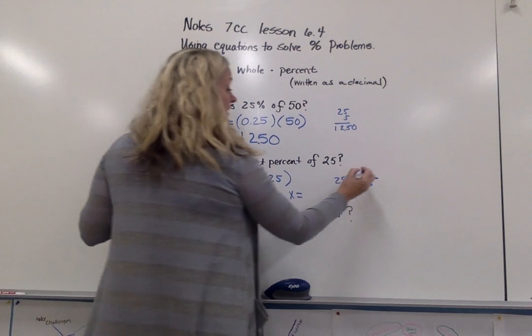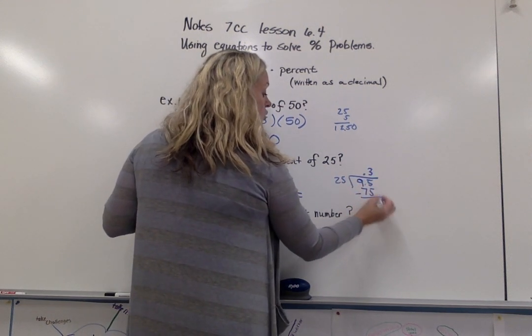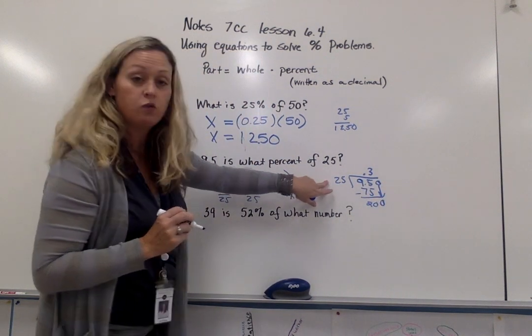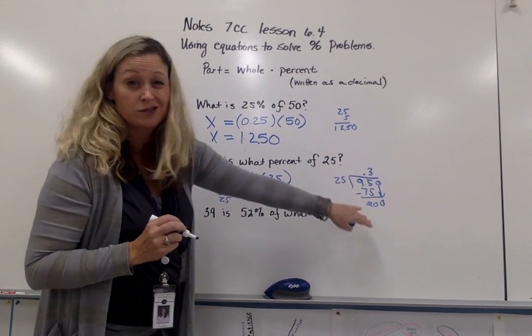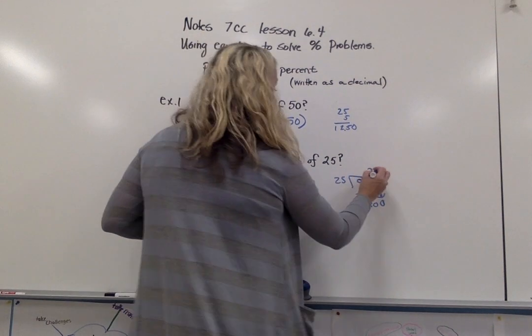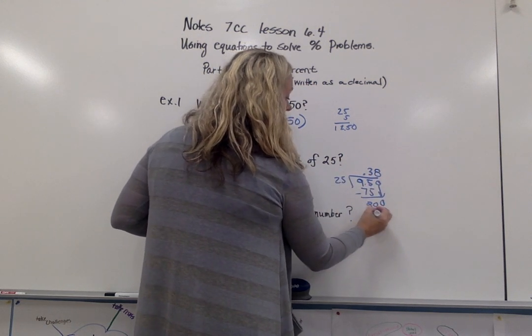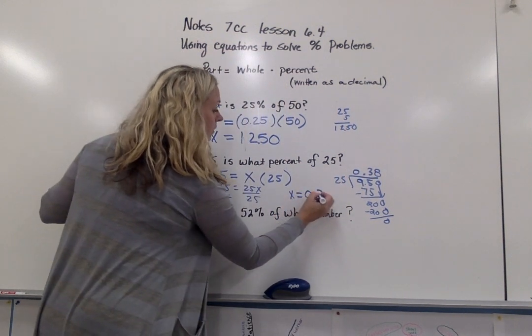25 goes into 95 3 times, and that's 75. I have 20 as a remainder, and I can't have that. So now I want to know how many 25s are in 500, and I could look and say how many quarters are in $2, and that's 8. 40, 16 plus the 4 is the 20. So x is equal to 0.38.